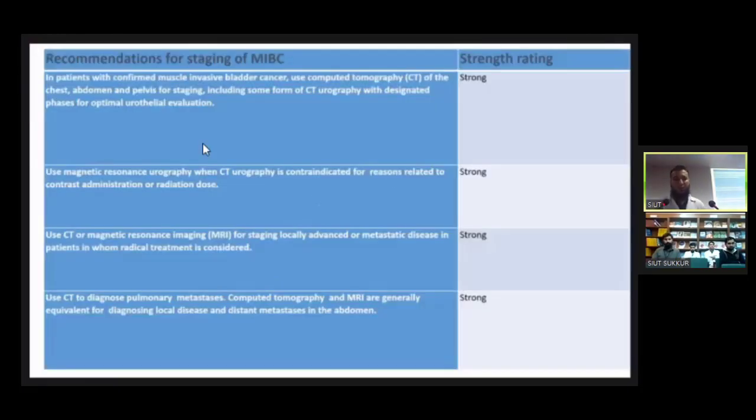What are the recommendations for staging of muscle invasive bladder cancer? In patients with confirmed muscle invasive bladder cancer, use CT scan of the abdomen and pelvis for staging, including some form of CT urogram for optimal urothelial evaluation. Use MRI when CT is contraindicated, and CT and MRI for staging locally advanced and metastatic disease. Use CT to diagnose pulmonary metastases, and CT and MRI to diagnose local disease and distant metastasis.